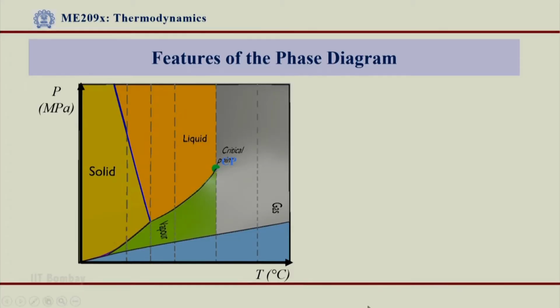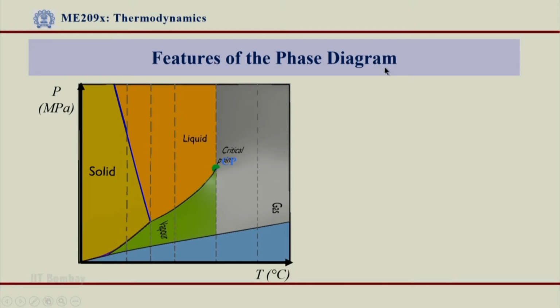Welcome back. After understanding the phase diagram of water in 3 dimensions and also in 2 dimensions, as I said earlier, we will normally refer to the PT diagram and the PV diagram. Let us now see some features of this phase diagram.